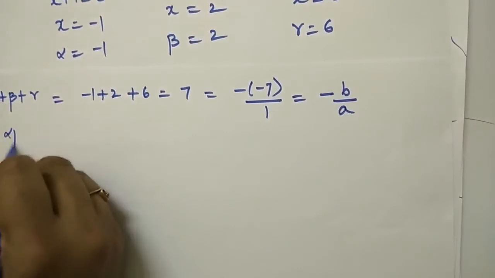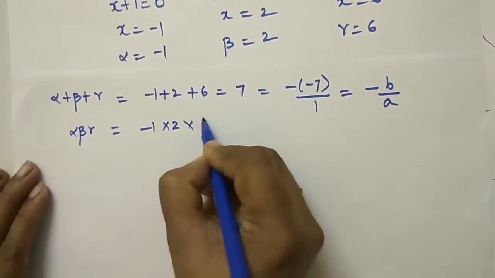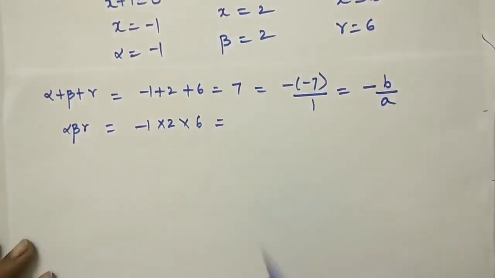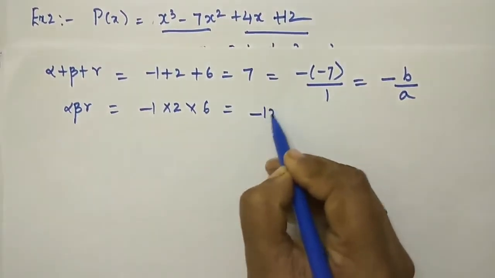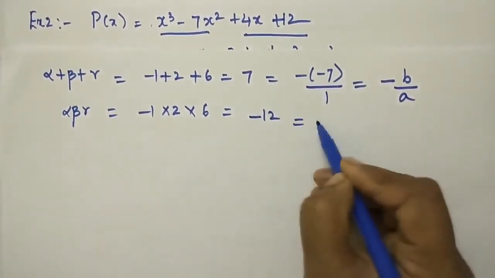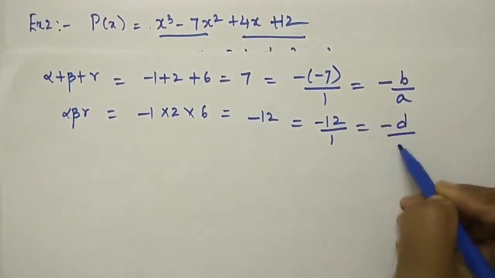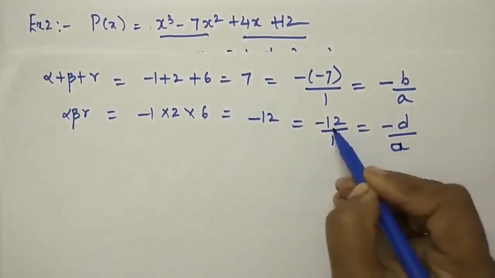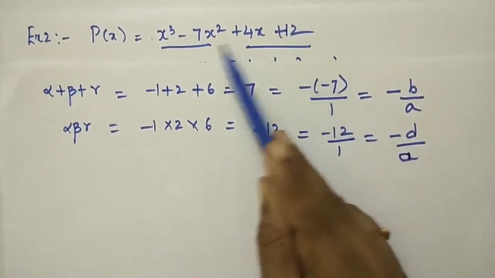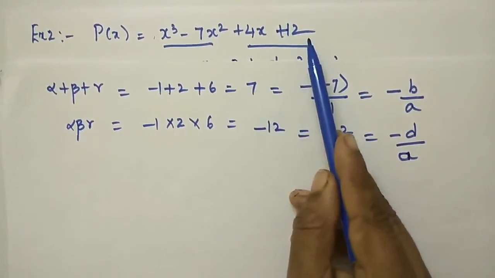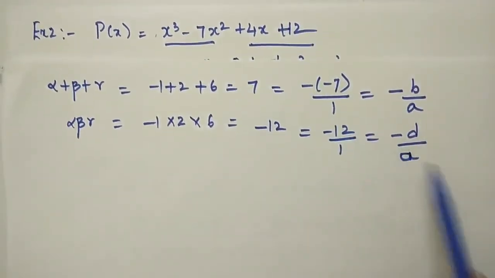Now calculate alpha beta gamma. This is equal to minus 1 into 2 into 6. You will get minus 12. Is it not? This can be written as minus 12 by 1. This is nothing but minus d by a, as 12 is the constant term in the given polynomial. We have taken it in the general algebraic expression as d. So I have written it as minus d by a.